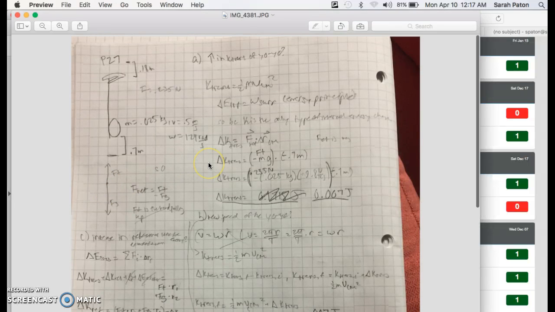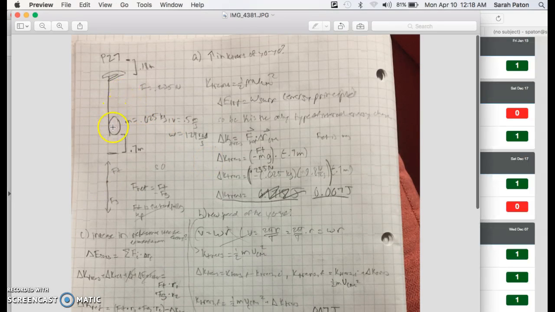Okay, so problem 27 is about a yo-yo. The hand moves up even as the yo-yo is pulled down by gravity. So the first question asks about the increase in the translational kinetic energy of the yo-yo. So I know that the translational kinetic energy of the yo-yo must be 1/2 of the mass times the velocity of the center of mass squared.